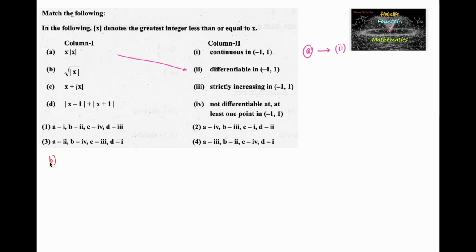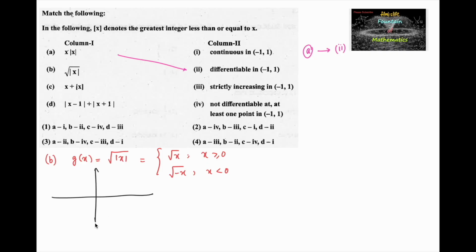Now let's consider the second function b. Say g of x is equal to under root of mod of x. And as per the definition of mod x, we can write under root of positive x when x is greater than or equals to 0, under root of negative x when x is less than 0. So here we can see clearly the graph. For x greater than or equals to 0, we can draw the graph. Root x graph will be this. It's a symmetric graph. So clearly we can say that this function is continuous in the interval -1, 1.